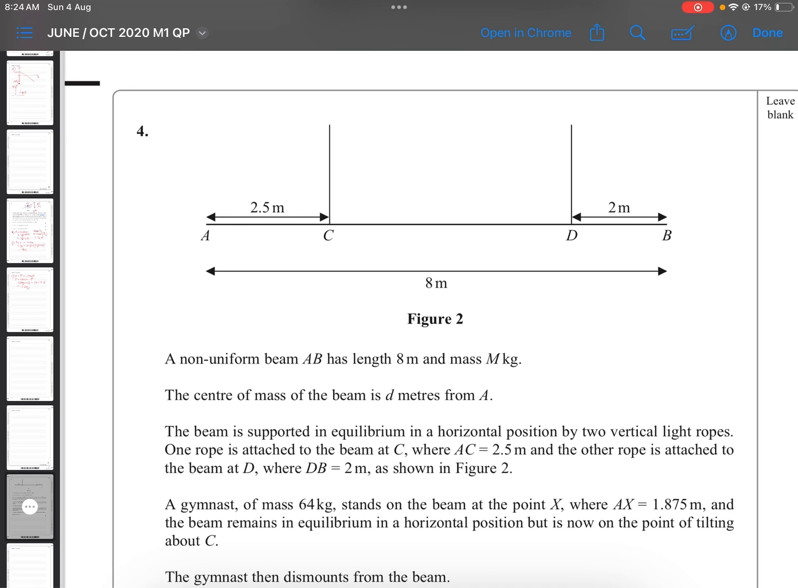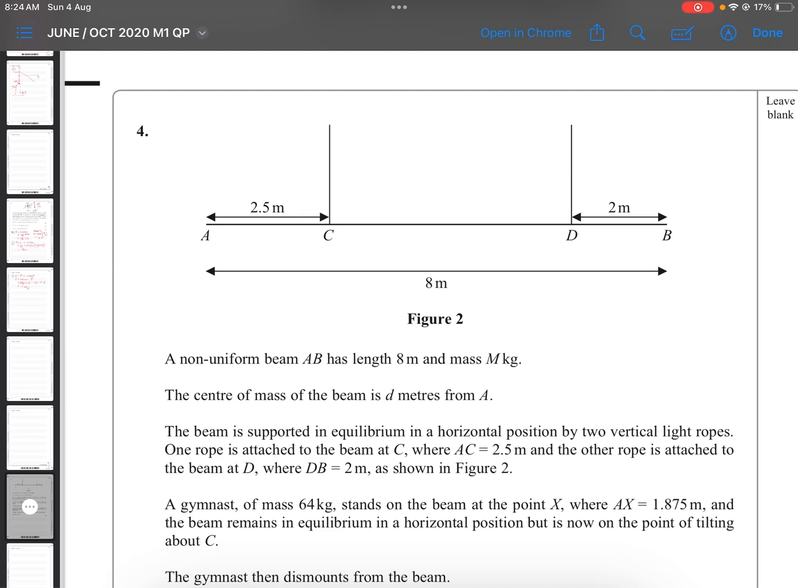Question 4 says a non-uniform beam AB has length 8 meters and mass m kg. The center of mass of the beam is d meters from A. The beam is supported in equilibrium in a horizontal position by two vertical light ropes. One rope is attached to the beam at C, where AC is 2.5 meters, and the other rope is attached to the beam at D, where DB is equal to 2 meters.